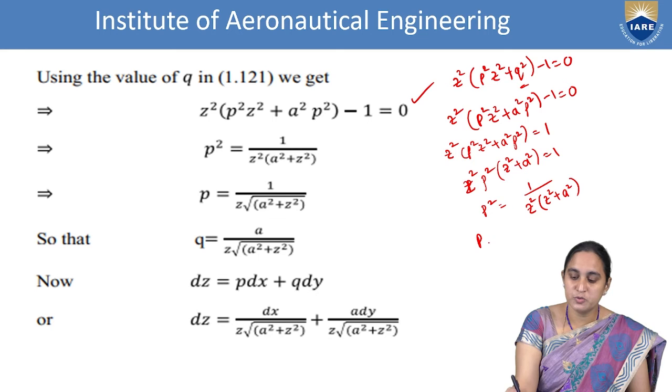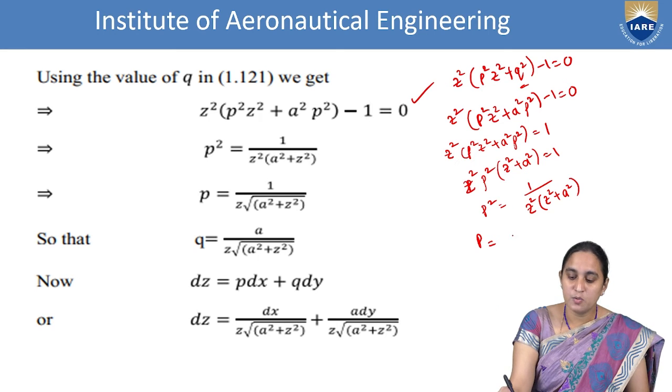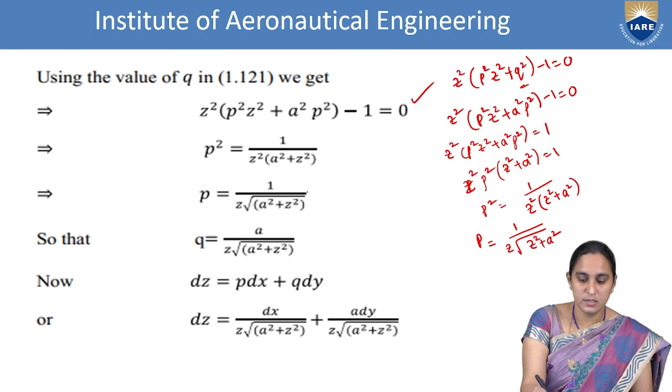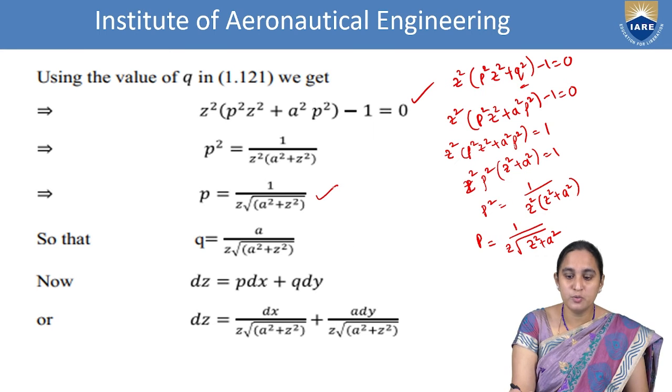Taking the square root on both sides, p is equal to 1 by z into under root z square plus a square. Therefore, what is p here? 1 by z into root of z square plus a square, that is p. And what about q here?